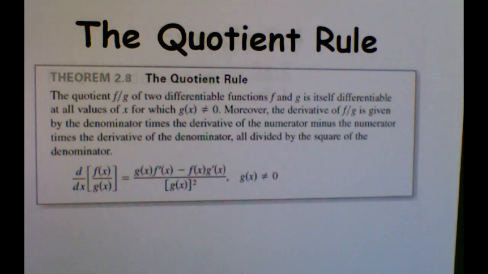In math terms, the derivative of f of x over g of x is f prime of x times g of x unchanged, minus g prime of x times f of x unchanged, all over g of x squared. So that's the derivative of the top times the bottom unchanged, minus derivative of the bottom times the top unchanged, all over the bottom squared.